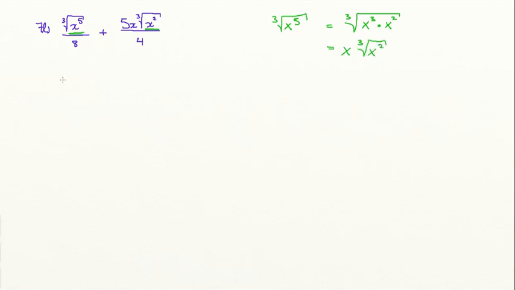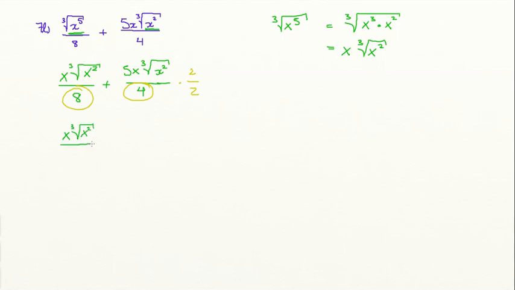Let's just rewrite this. All right, so we can add the radicals together. We have fractions. So now we have the denominators to be the same. We have an 8 and a 4. Lowest common denominator would be 8. So let's multiply this by 2 over 2. So we have x cubed root of x squared. 5 times 2 is 10.